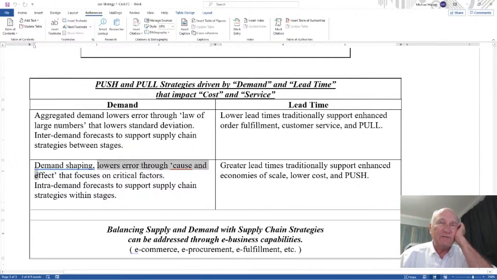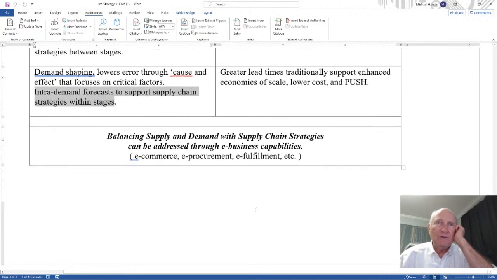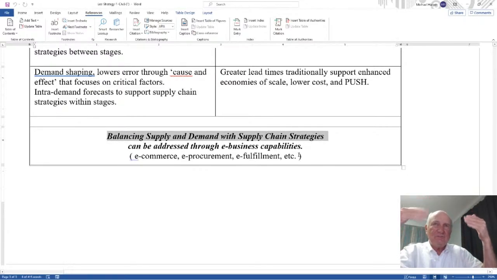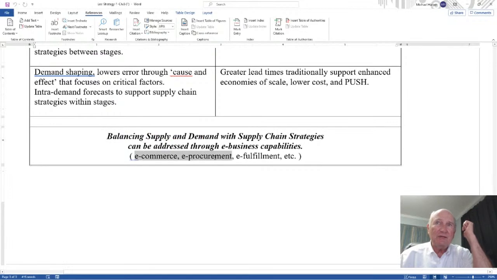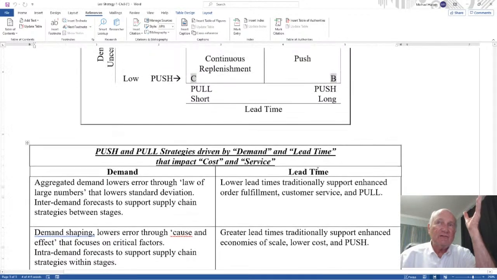It lowers the error through cause and effect that focuses on critical factors. Intra-demand within the stages will support supply chain strategies within a stage. So the whole key here is balancing supply and demand with supply chain strategies. Your supply upstream, your demand downstream, just balancing those out. They can be addressed through e-business capabilities: e-commerce downstream, e-procurement upstream, e-fulfillment downstream, e-business within the business unit. So there's an overview of the strategy of push-pull boundaries.